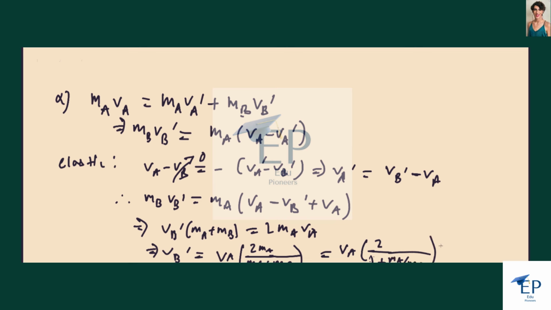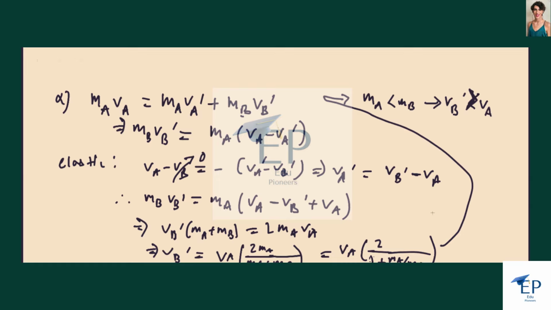And so let's go all the way up here. Since MA is less than MB, the ratio MA over MB is always less than 1. So the denominator is less than 2. Therefore, VB prime will be greater than 2VA over 2, that is, VB prime will be greater than VA, since the denominator is less than 2. Okay.